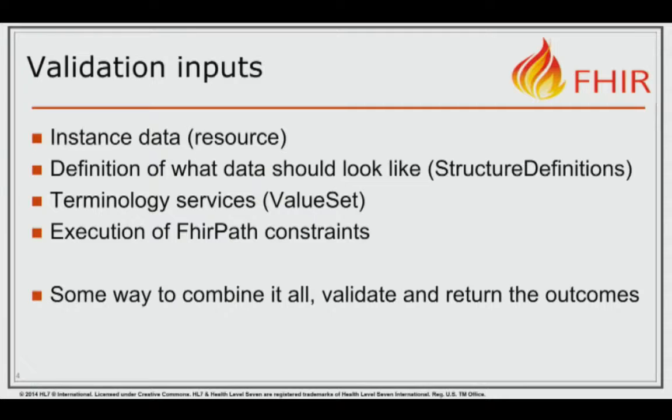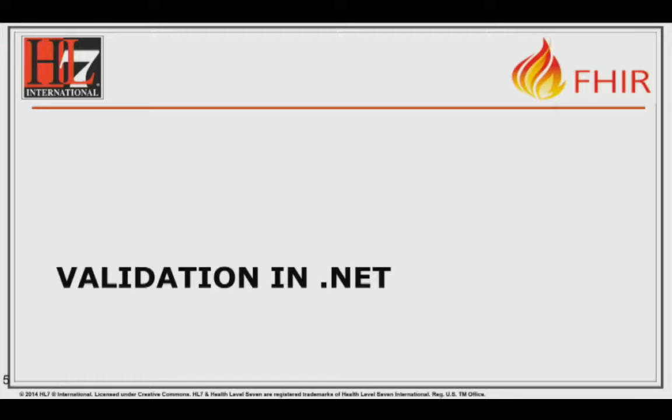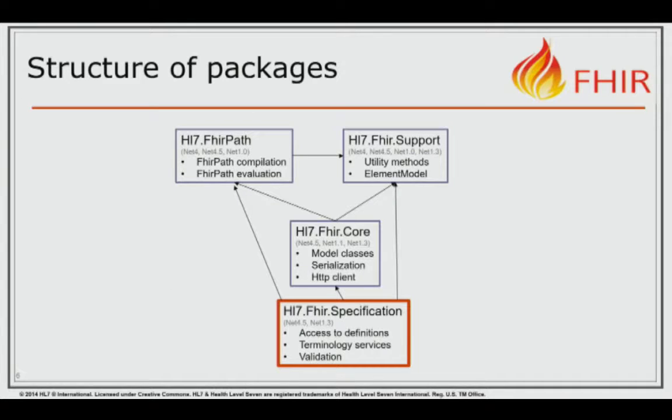And then finally, those structure definitions will contain bunches of FHIRPath constraints, so you need to somehow run those FHIRPath constraints against the instance data as well. And then if you combine it all, put it in a mixer, validate, you probably want some outcomes. And that's basically validation, and that's what our engines do. So let's start with the one in .NET, showing you how that's done in .NET. My first slide, more or less, is the packages. So if you want to download the .NET library, these are the packages available on NuGet.